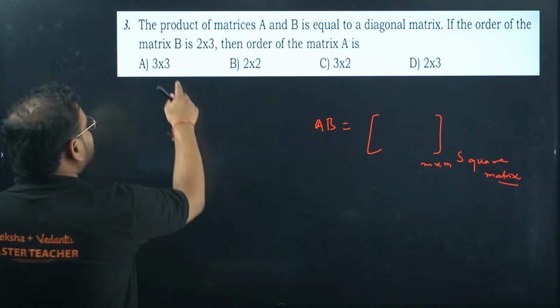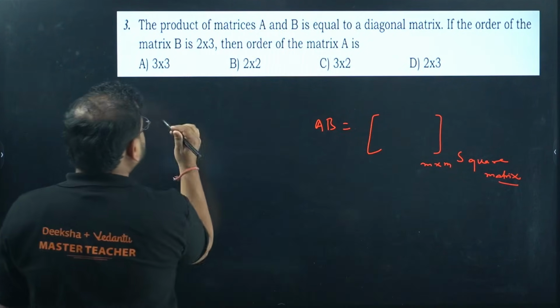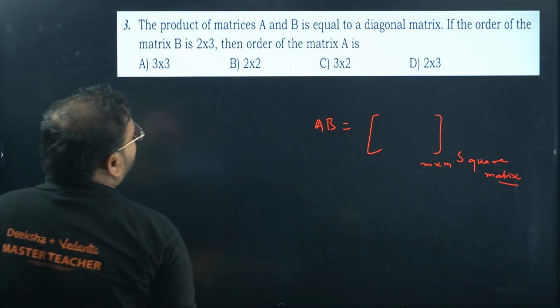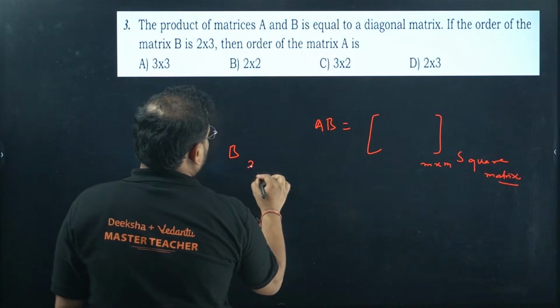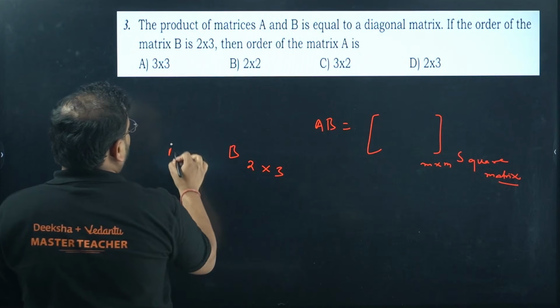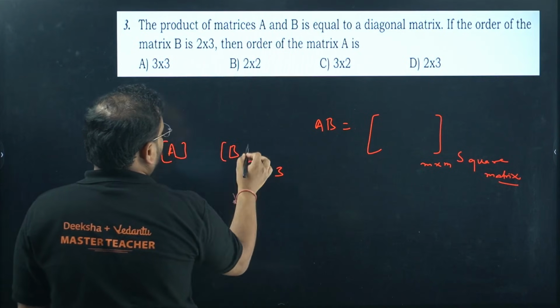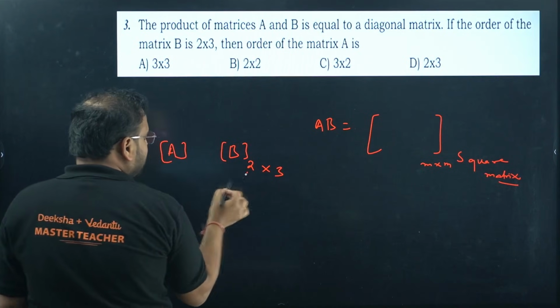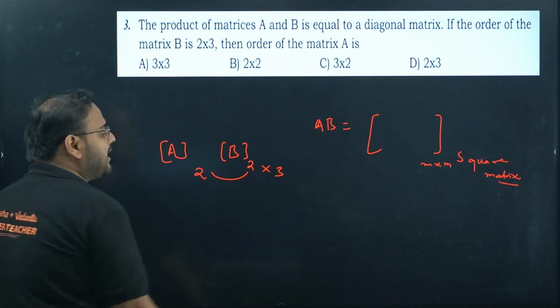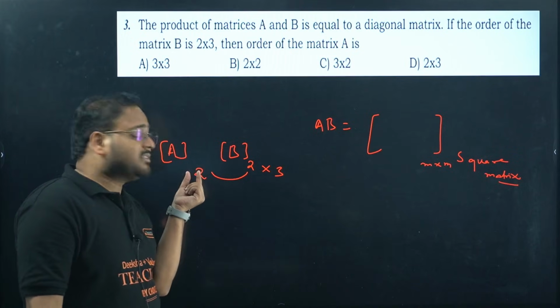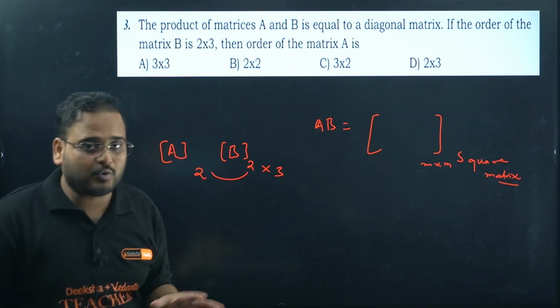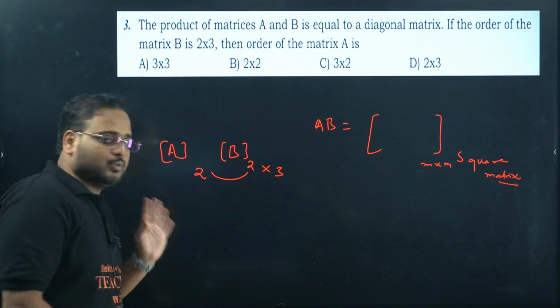Please check. They're saying that the order of B is given. B is given as 2 cross 3, and they're asking us the order of A. First of all, we know that this has to be 2, then only we can multiply AB. To multiply AB, the number of columns in matrix A should be equal to the number of rows in matrix B. So this is 2. That is clear.